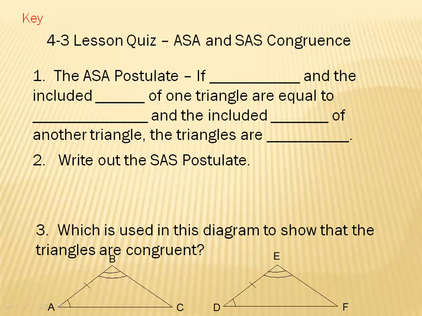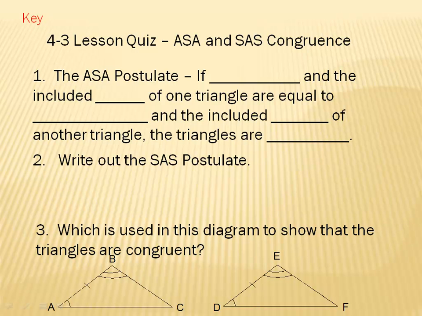4-3. Let's talk about that a little bit. Here you get introduced to two new congruence postulates in this book. ASA and SAS stand for angle side angle and side angle side. Most geometry books have these as theorems, but Mr. Jacobs has chosen to just present them as postulates, so we'll accept them without having to prove them.